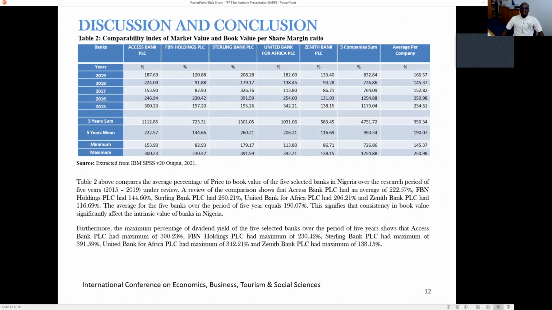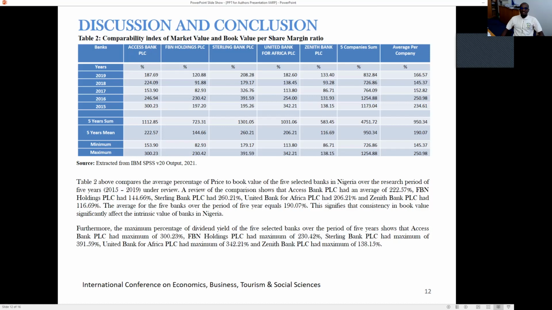Discussion and conclusion continued. Table 2: comparability index of market value and book value per share. Also, based on the 5 banks selected, this table is comparing the book value and the asset structure of the 5 selected banks. The table compares the average percentage of price to book value of the 5 selected banks in Nigeria over the research period of 5 years, that's 2015 to 2019, under review.